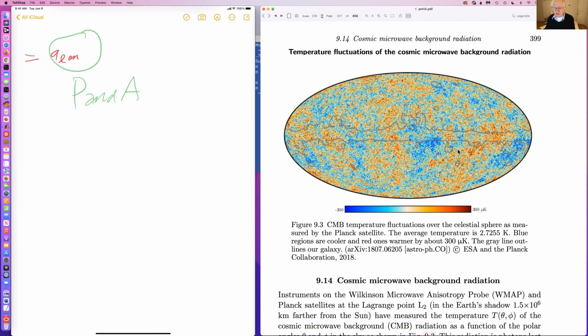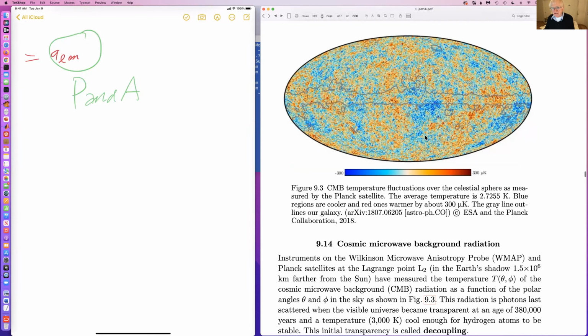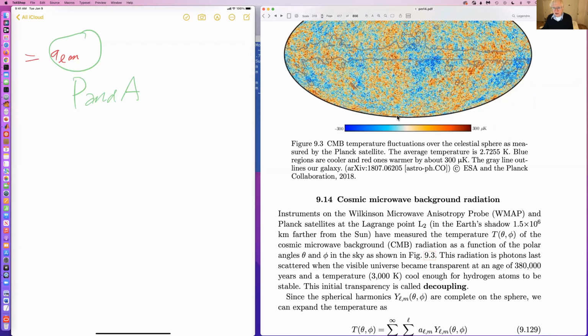Anyway, this is the microwave background radiation. By the way, these are other nearby objects, the tiny galaxies that orbit around our galaxy, dwarf galaxies, I think they're called.